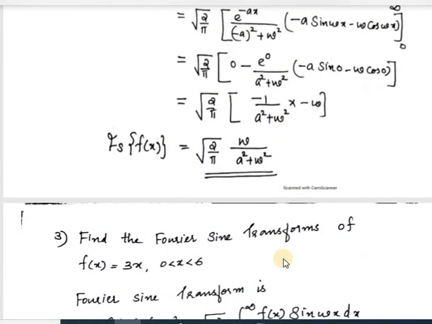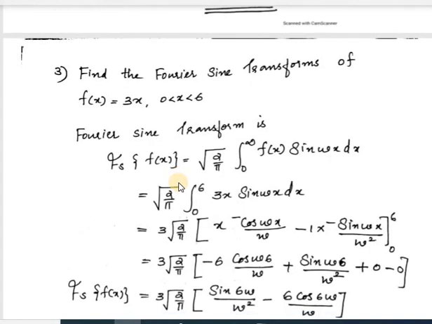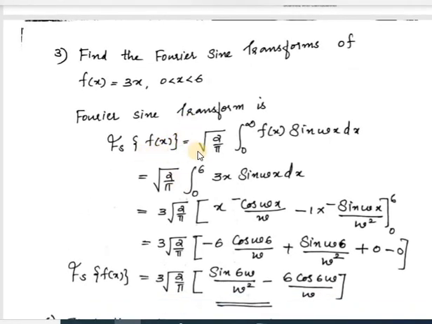Now moving to the next question. Find the Fourier sine transform of f(x) equal to 3x, where x varies from 0 to infinity. So first write the Fourier sine transform formula, that is root 2 by pi integral 0 to infinity f of x sine omega x dx.